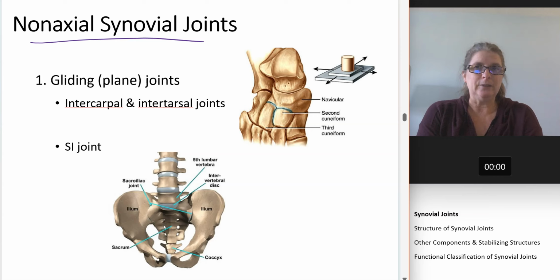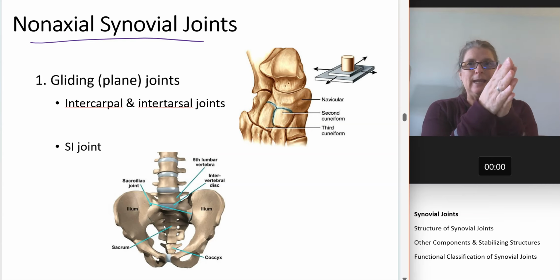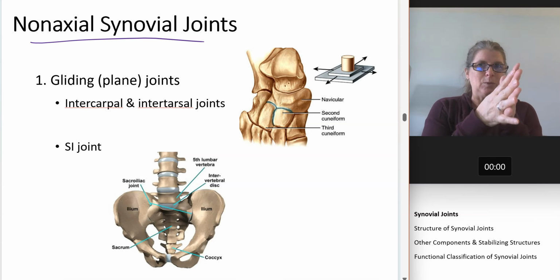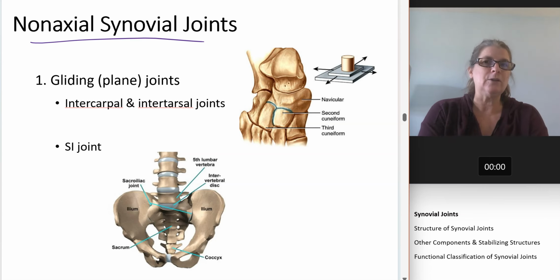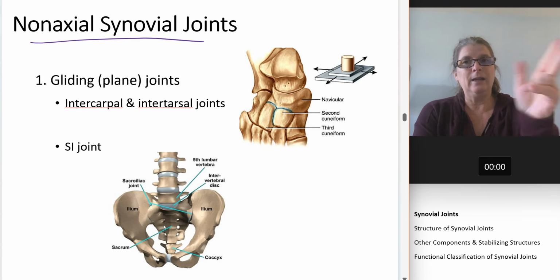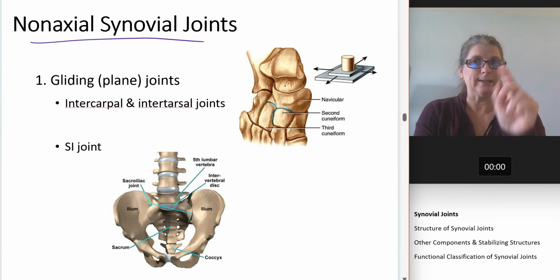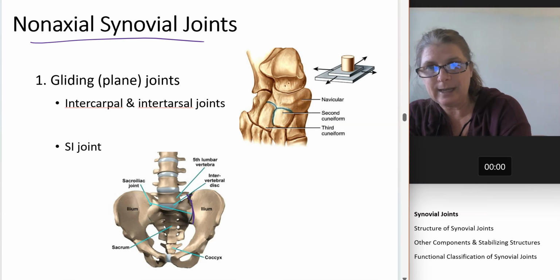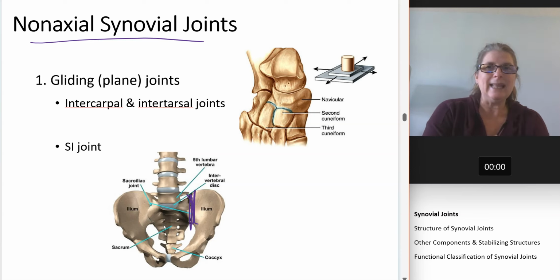They're called non-axial, and the name of the joint would be a gliding or plane. Either one's fine because the bones just move slightly, not a lot, and there's a little bit of movement between bones. These are the examples of the intercarpal and intertarsal joints. So again, joint name, gliding or plane. Location in the body, intercarpal, intertarsal, or SI joint. Type of movement, non-axial. Okay. The SI joint, again, is going to connect the sacrum to the ilium. And again, that has a little bit of movement, but not a lot.